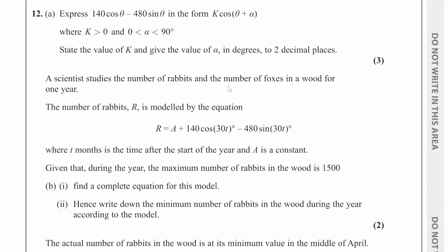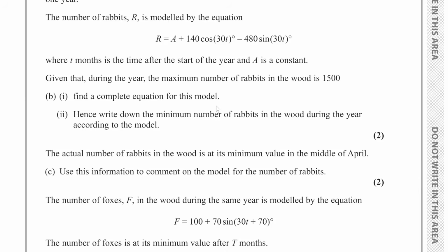A scientist studies the number of rabbits and the number of foxes in a wood for 1 year. The number of rabbits is modelled by R equals A plus what we just worked out, but instead of theta, we've got 30t, where t is the number of months since the start of the year and A is a constant. Given the maximum is 1,500, find the complete equation.